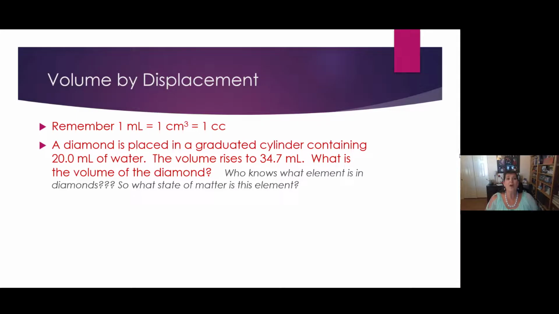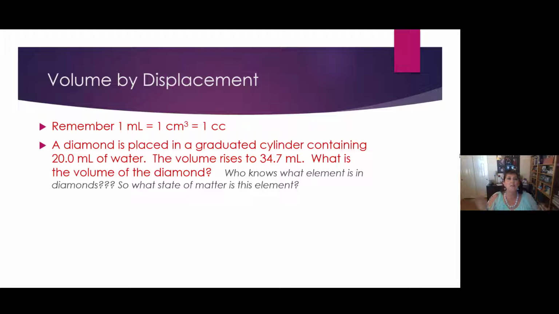Next up, volume by displacement. This is just a reminder. I want you to remember that a cc stands for cubic centimeter, cm cubed, and that a cubic centimeter is a milliliter. Those are all the same thing. So again, if I have 7.2 cc's, how many milliliters is that? Yeah, 7.2, because they're the same.